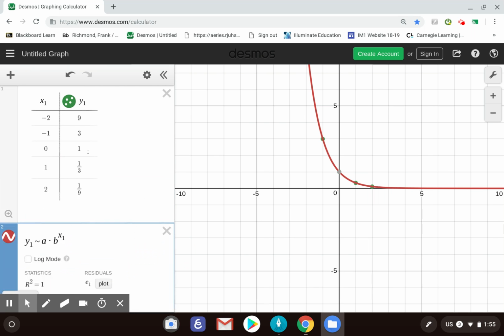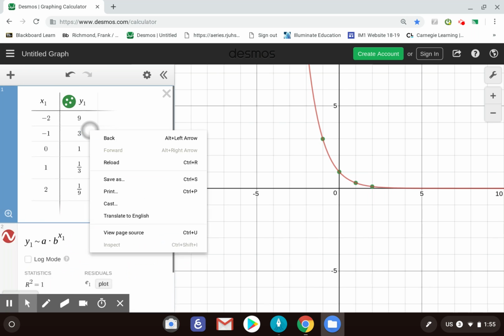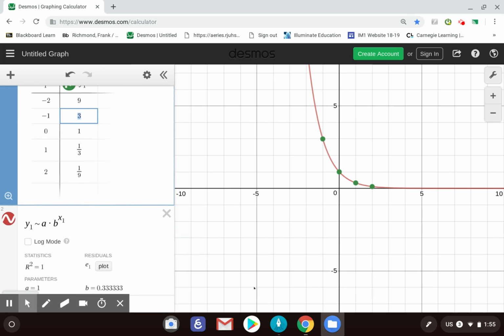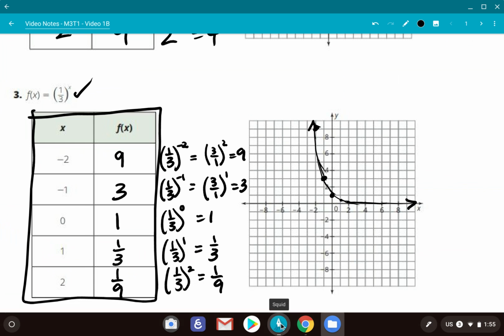If you aren't sure about how to get the fraction, you can just do one term divided by the term before it. So 3 divided by 9, that would give you your 1/3. And that's going to be your constant ratio. Your B value is your constant ratio.